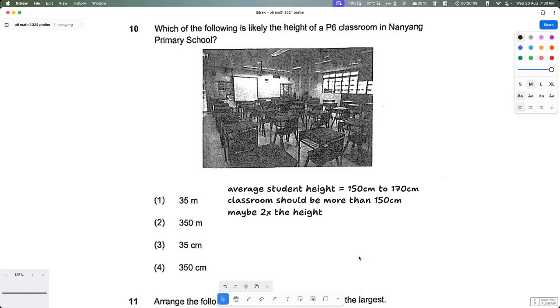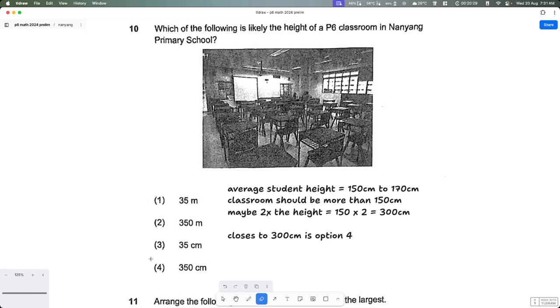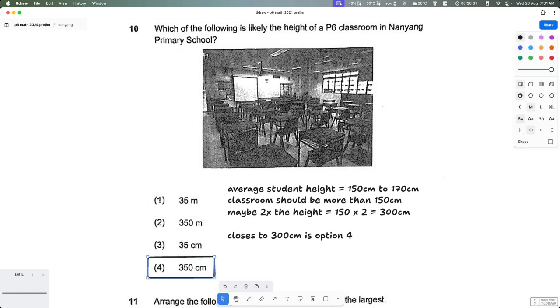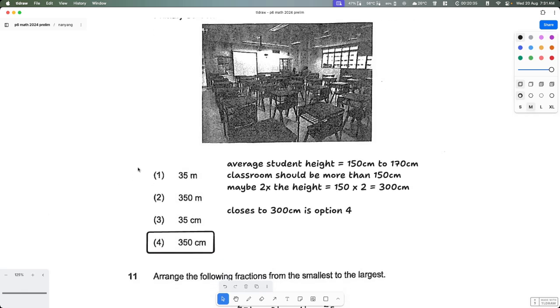Okay, so in this case, closest to 2 times the height, which is basically 150 times 2, we go to 300 centimeters. So closest to 300 centimeters is option 4. And that's the answer, right? The answer is option number 4 in this case. Okay, let's move on to the next question.